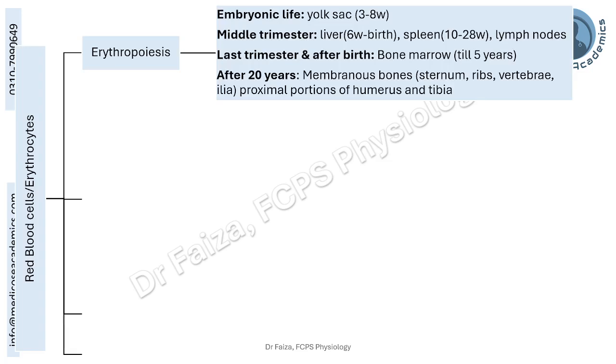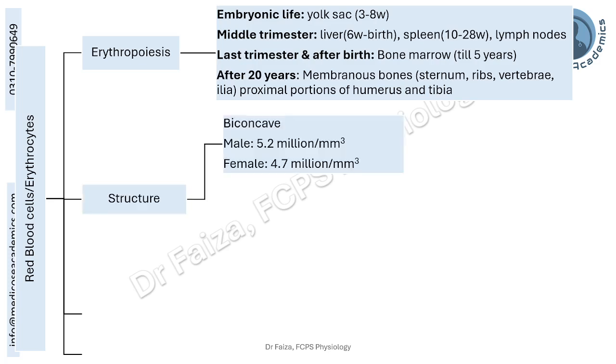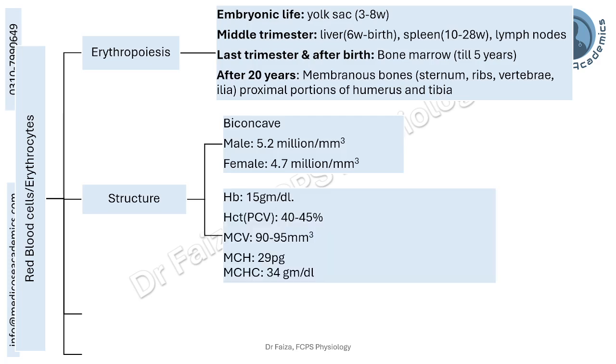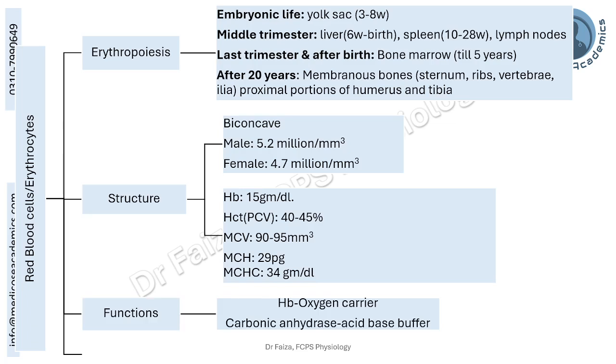Erythropoiesis occurs in different areas of the body across different parts of the life cycle, from embryonic life till adult age. We will have a complete session on the topic of erythropoiesis later. It is a biconcave structure. Again, RBCs are more numerous in males as compared to females. We will have a complete session on the red blood cell indices as well.